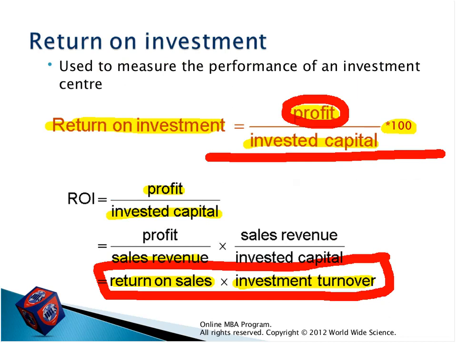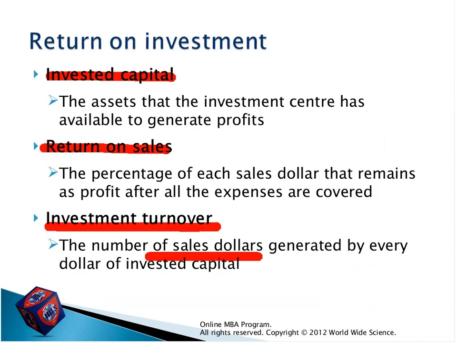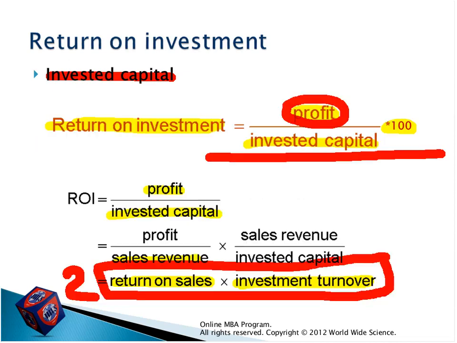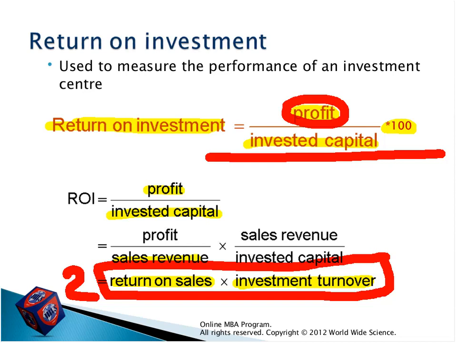But the second formula is a little complicated, because first of all, to find your return on sales, you have to use the formula from the next slides. And to find your investment turnover, you have to take your sales and divide by invested capital. The first formula is the simplest and shows you the right answers.